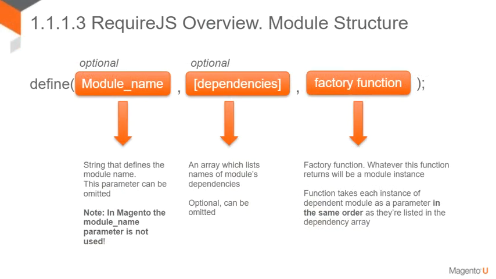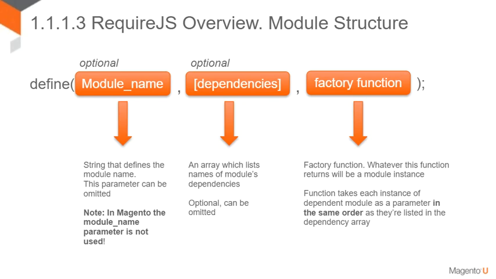An AMD module is created by the special define function. Magento has a convention that each module must be placed in one file, so each JS file represents one module and contains a call to the define function. The define function takes three parameters: module underscore name, dependencies array, and factory function. Module name and or dependencies parameters can be omitted. Factory function is a function that takes each dependency as a parameter. Inside a factory function, you can run any initialization commands. Whatever the function returns is recognized as a module.